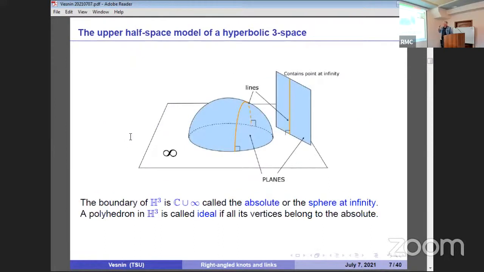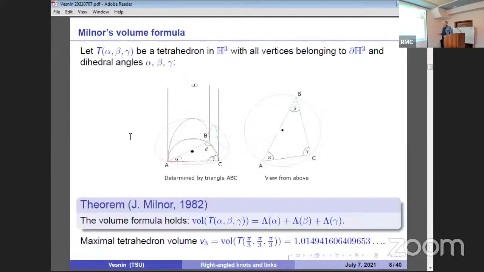Okay, so just for imagination, the picture. If you think about the upper half-space as a model of hyperbolic geometry, then geodesic planes are just semispheres which are orthogonal to the boundary plane, or just vertical half-planes. And if you are interested in calculating volume, it is not so easy. This is a classical result, firstly by Lobachevsky and then by Milnor. Milnor in some sense modifies the Lobachevsky approach and obtains the following result.